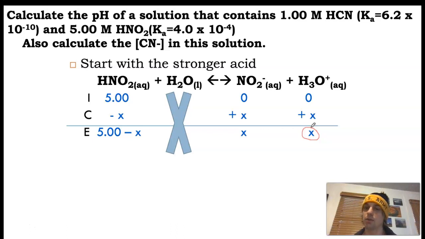And if I need an equilibrium expression and I'm determining X, I need a K value. Anytime you are determining this, you need a K value, or enough information to get you that K value. If you need to determine X, you need a K value. So anyway, my K value for HNO2 is right here.